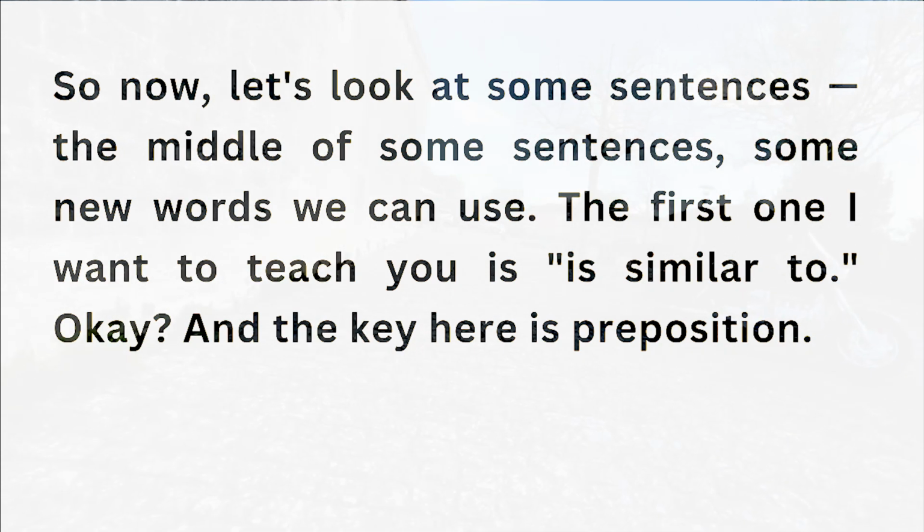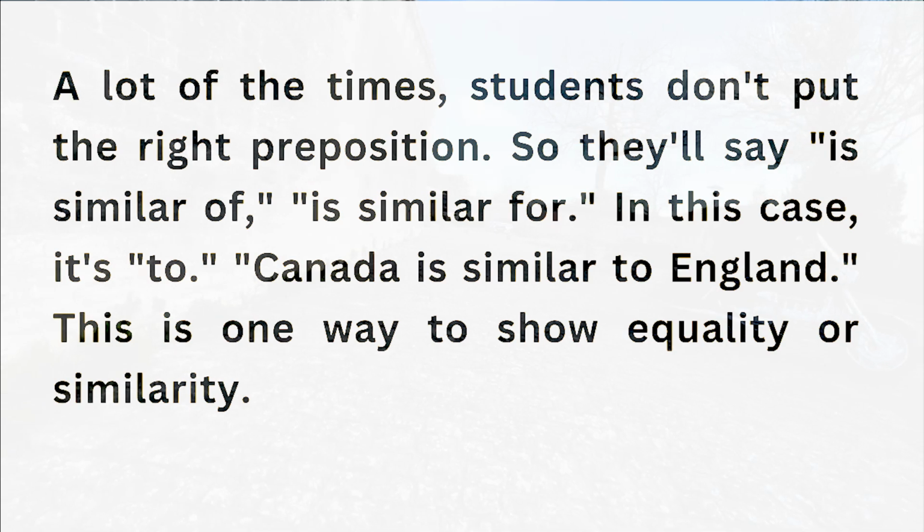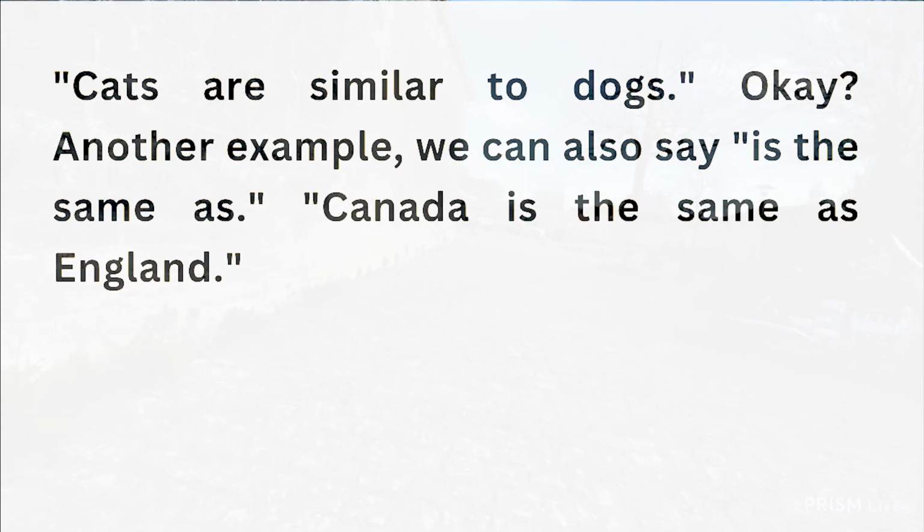The first one I want to teach you is similar to. Okay? And the key here is the preposition. A lot of the times, students don't put the right preposition. So they'll say is similar of, is similar for. In this case, it's to. Canada is similar to England. This is one way to show equality or similarity. Cats are similar to dogs.